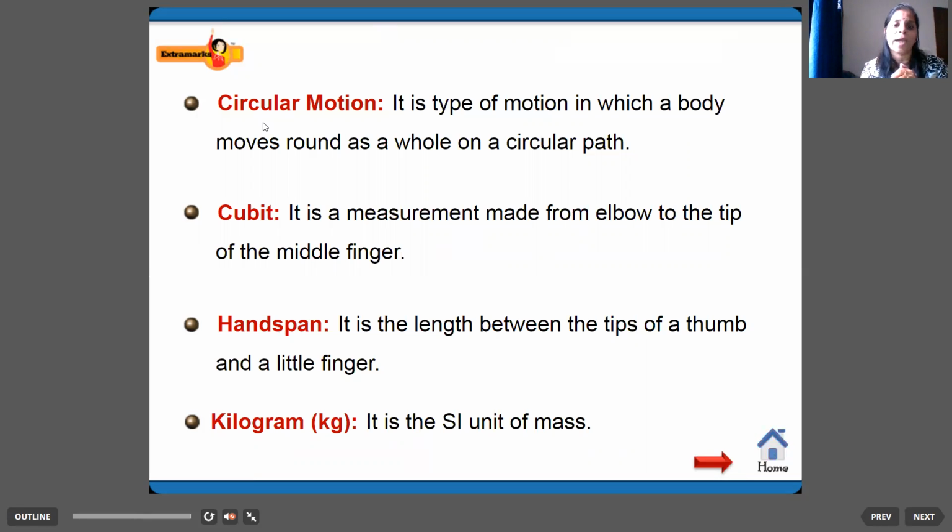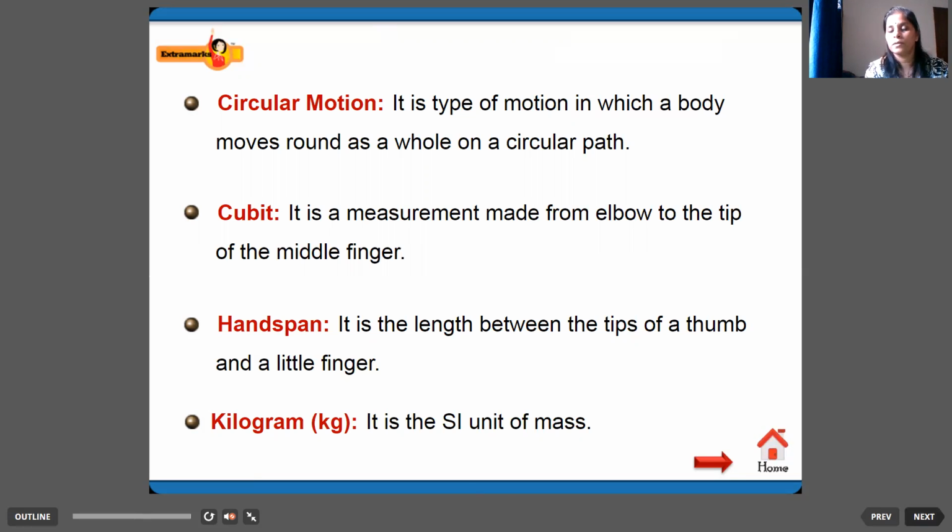Cubit is the measurement made from the elbow to the tip of the finger. That means this length is known as our cubit. Handspan is the length between the tips of the thumb and the little finger. This is known as your handspan. Kilogram is the SI unit of mass. The SI unit of mass is what? It is kilogram.